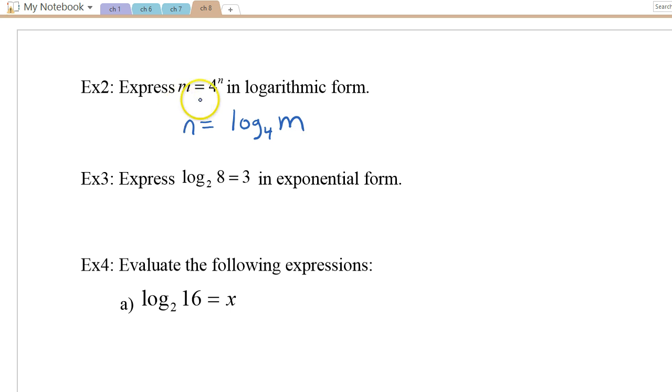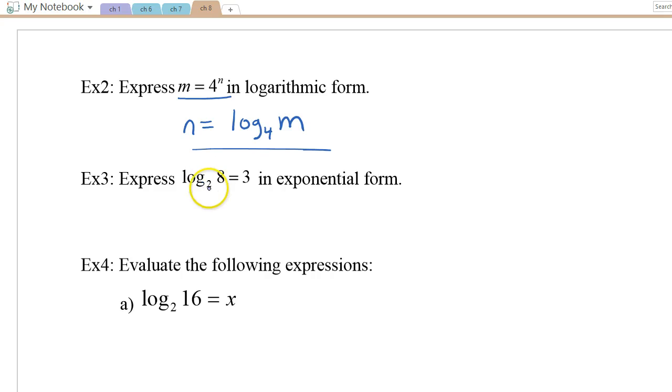It doesn't say find what m and n are. It just says expressed in logarithmic form. So this is exponential form, and now here we are in logarithmic form. Now this one we're supposed to switch the other way. They've given it to us in logarithmic form, and we should switch it to exponential form.